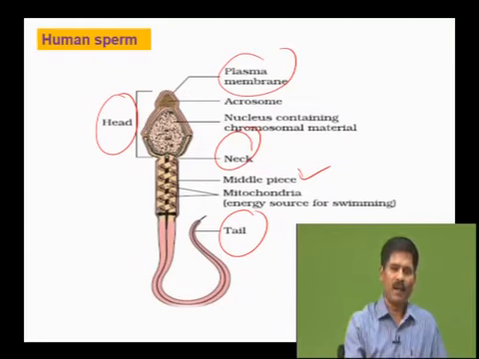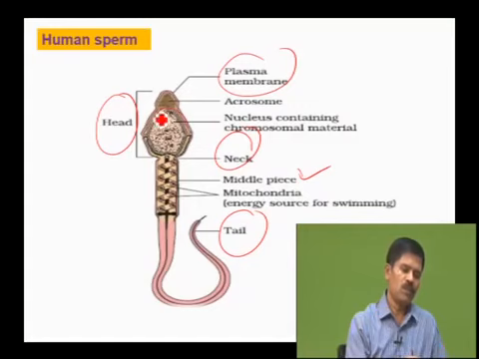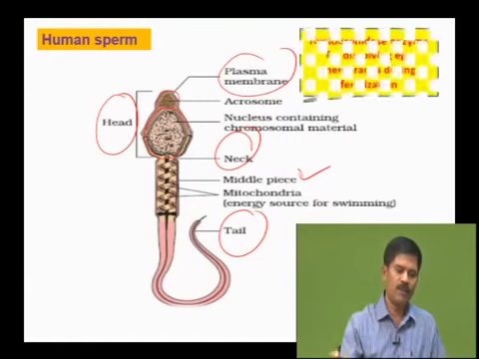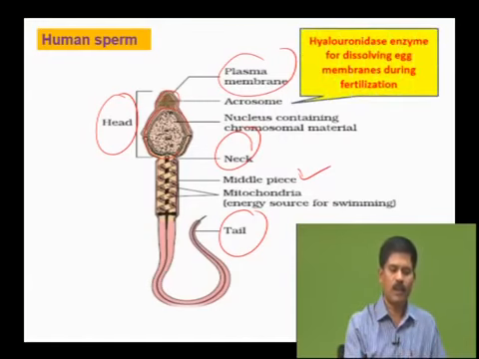Head is the anterior part of the sperm or proximal part of the sperm. It is somewhat oval shaped. Over the head there is a cap-like structure. This is known as acrosome. This acrosome is filled with enzymes known as hyaluronidase enzyme, which play a vital role at the time of fertilization. They are meant for dissolving egg membranes during fertilization. Therefore, acrosome helps the sperm to penetrate into the ovum during fertilization.